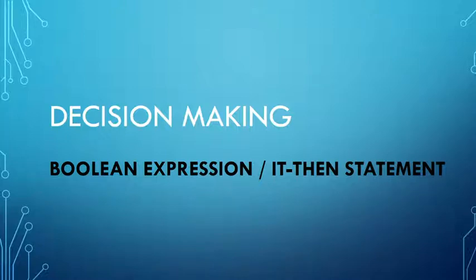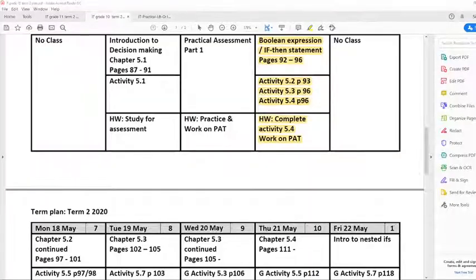Good afternoon, grade 10s. Today we're continuing with chapter 5, decision making, and we're particularly going to look at Boolean expressions and if-then statements. It's very exciting because now we can start making decisions in our programming, and it is a lot more fun. So we're going to look at the first part of module 5.2 because the entire module is quite long, so we're only going to look at about 5 pages, and I'm going to do an activity with you, and the rest you're going to do on your own.